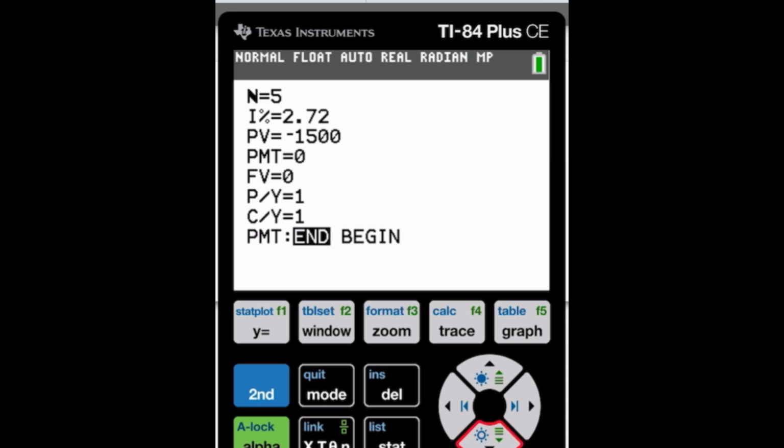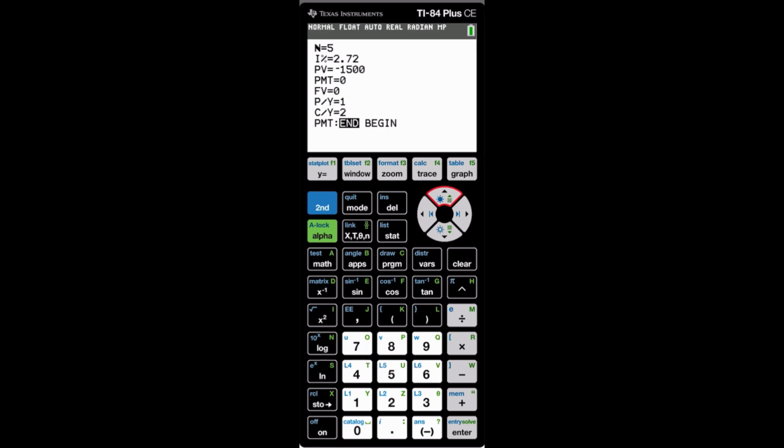PMT is periodic payments, which we don't have any payments right now. FV is future value. That's what we're looking for. You can't just clear it and leave nothing there. The calculator will not move. So you have to just leave whatever number you want, 0, 10, 1, it doesn't matter. P per Y is going to stay at 1 because, again, this is not a payments problem. And then C per Y, because it is compounded half yearly, that means it is compounded twice a year. Then you go back to future value and you press alpha, the green button, enter, and you're going to get your answer right away.